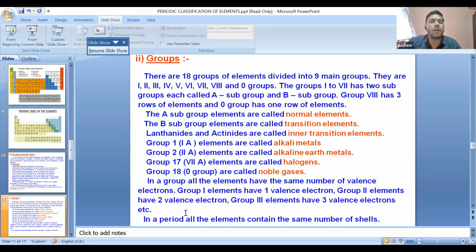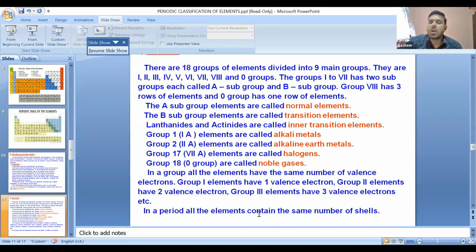So all the elements in a group have the same number of valence electrons. Group 1 elements are known as the 1 valence electron group, group 2 has 2 valence electrons, group 3 has 3, like that, on the basis of the valence. If we talk about group 17, the first element has valency -1. The second element of group 17 is also -1. Doesn't matter if the atomic number is more, the valence electron should be the same. Clear?